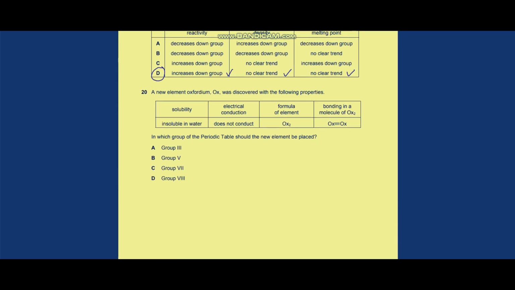Next question. A new compound, oxfordium, represented as OX, was discovered with the following properties. Solubility: it is insoluble in water. Electrical conduction: does not conduct electricity. Formula is OX2. Bonding in a molecule is OX triple bond OX. In which group of the periodic table would the new element be placed?